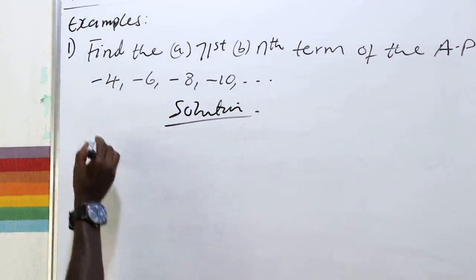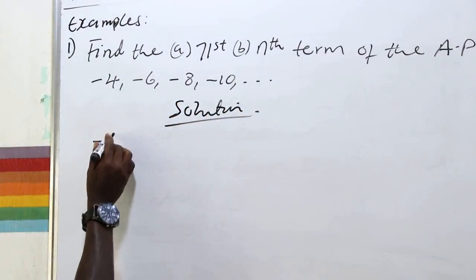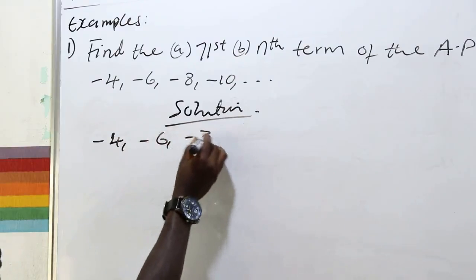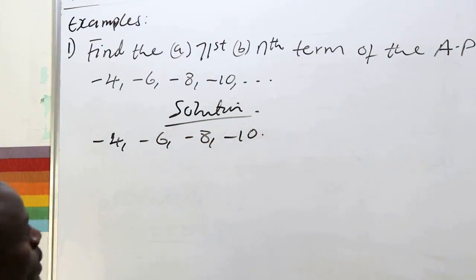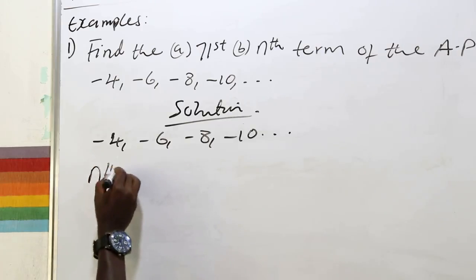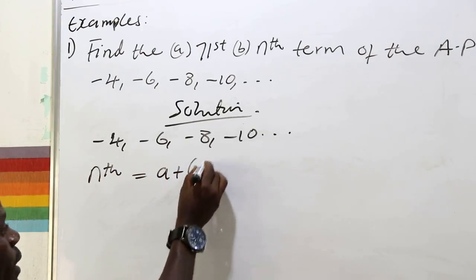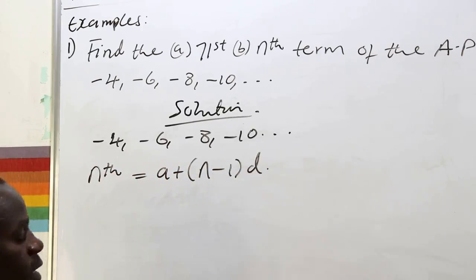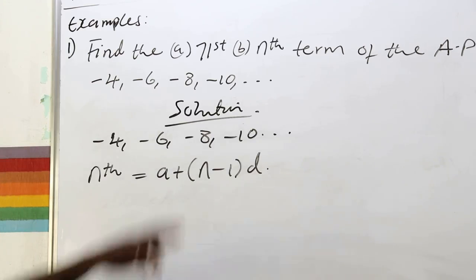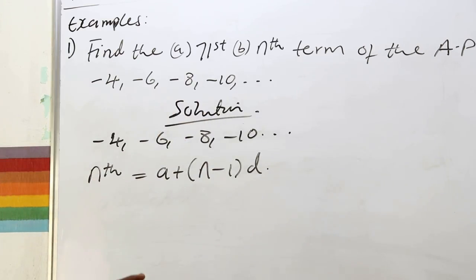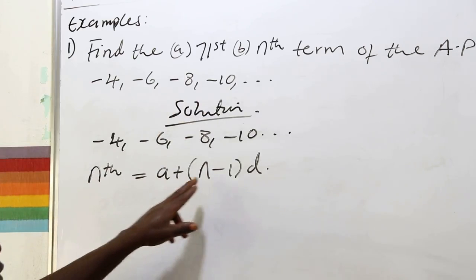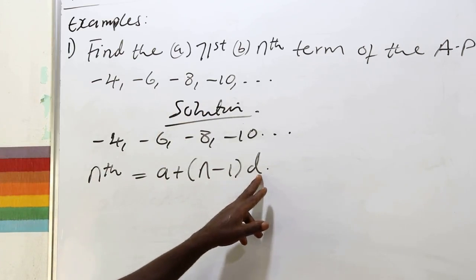So our given AP is minus 4, minus 6, minus 8, minus 10, and there are so many other terms. Now, the first thing is that we need to know the common difference. Remember that the formula for finding any term, the nth term, is a plus (n minus 1)d. So for us to find the 71st term, we need to know what a is, what n is, and what d is.